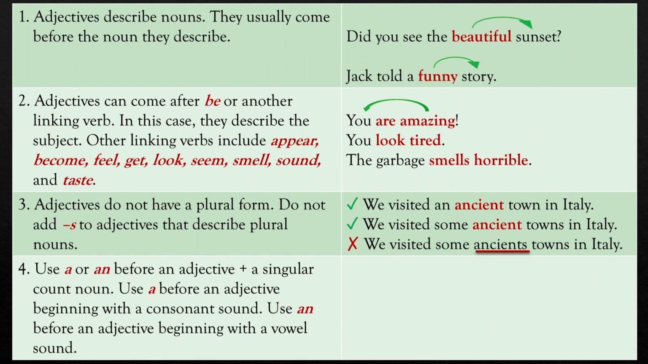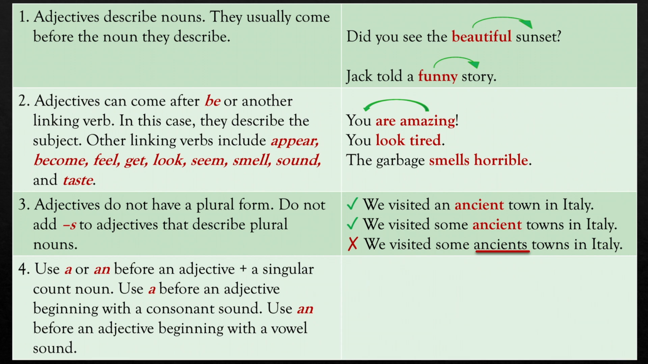And rule number 4, we have to use articles for nouns, right? Well, if we have an adjective before that noun, we have to put a or an before that adjective if the noun is a singular count noun. Use a before an adjective beginning with a consonant sound and an before an adjective beginning with a vowel sound. Remember, look at the adjective, not the noun.